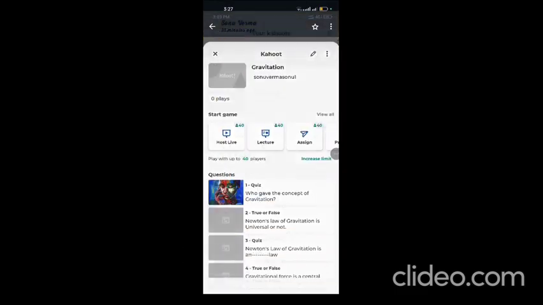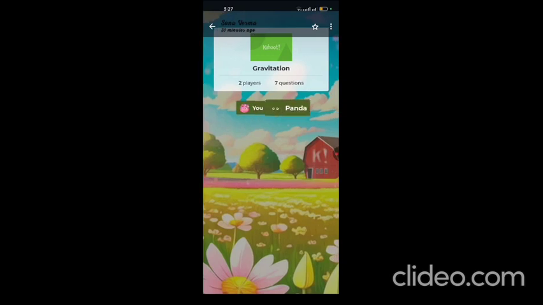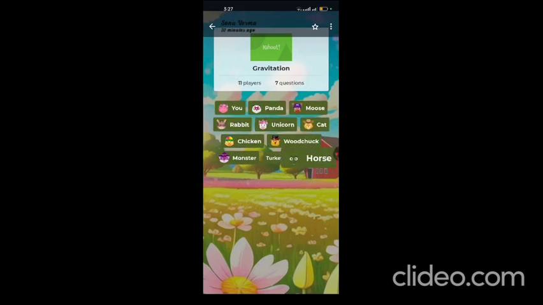Students, right now we have understood the topic of gravitation, so let's understand it in a much better manner with the help of a quiz that we have made on an AI tool known as Kahoot. Let's start with the quiz.